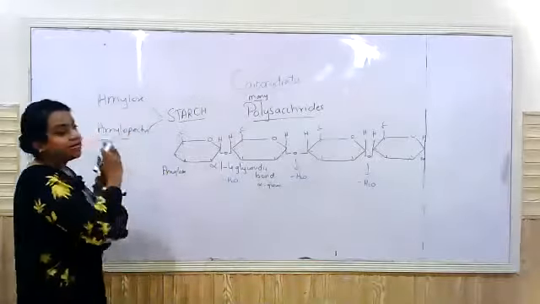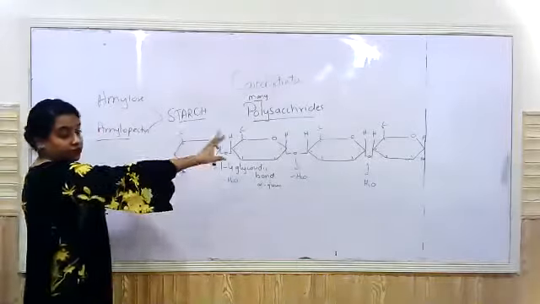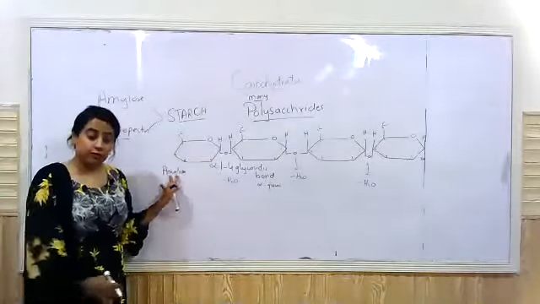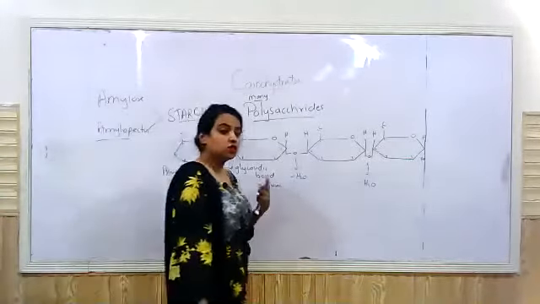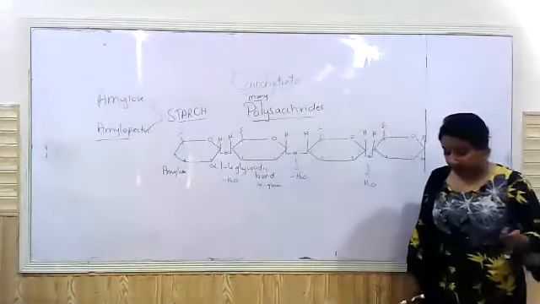So when only alpha 1 4 glycosidic bond is present, that part of the starch is termed as amylose. I'm repeating this. Starch is the storage compound of plants, and starch is a mixture of amylose and amylopectin.